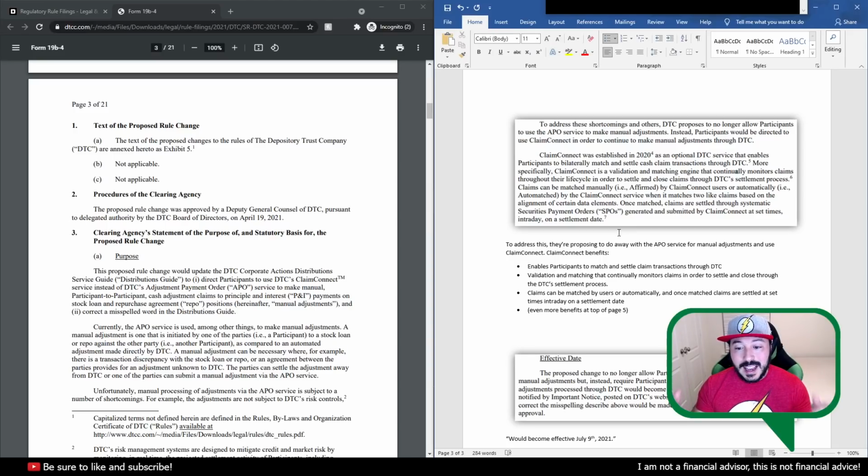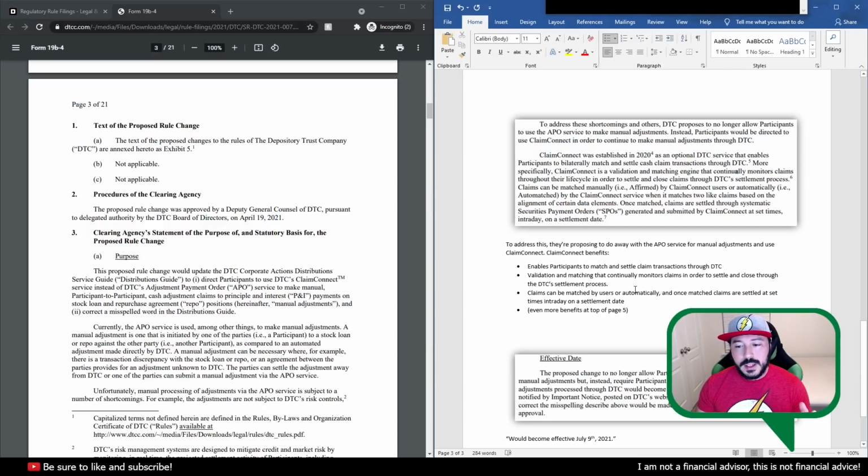I mistyped this, but claims can be settled by users or automatically, and then they'll be settled at set times during the day or at a specific settlement date. And there are more benefits on page 5 of this, but just a few more.